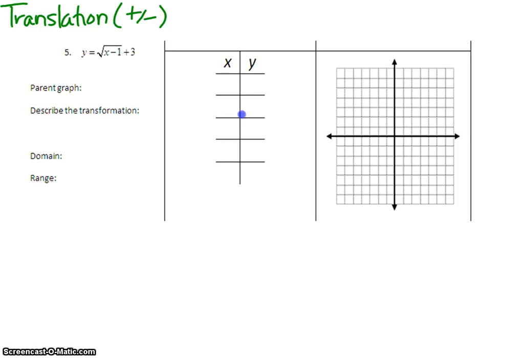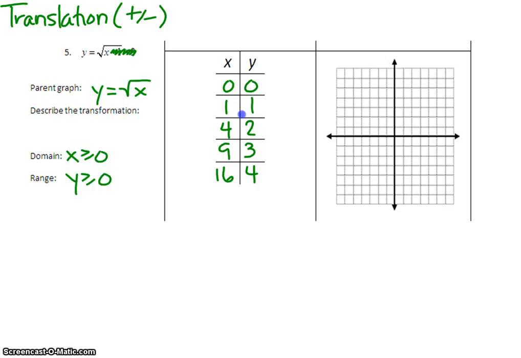So again, how we want to start this is think about what's happening if I don't have any numbers multiplied or divided to get my parent graph. So I'm dealing with y equals the square root of x. Okay, and so what I'm going to do then is go back to that parent graph sheet, and I'm going to copy down my table. I'm going to copy down my domain and my range. Okay, so that's the first thing.